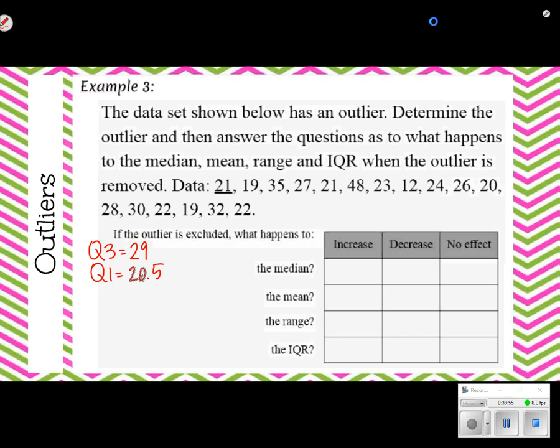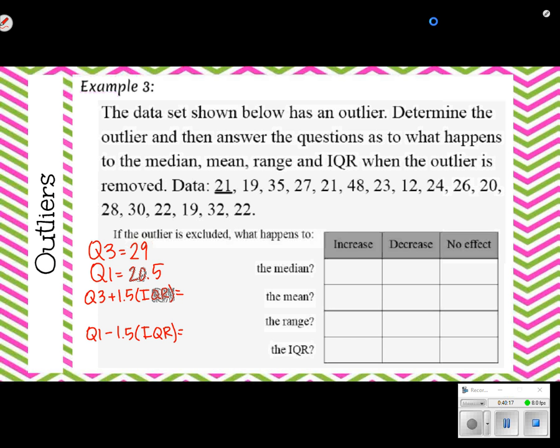So for our upper end, we need Q3 plus 1.5 times the IQR. Now, how do I remember that? I've written it a lot over my lifetime. And for the lower end, Q1 minus 1.5 times the IQR. And we'll get those numbers.